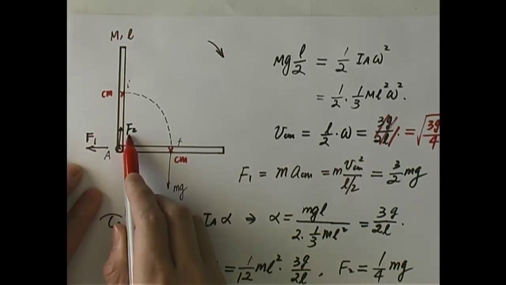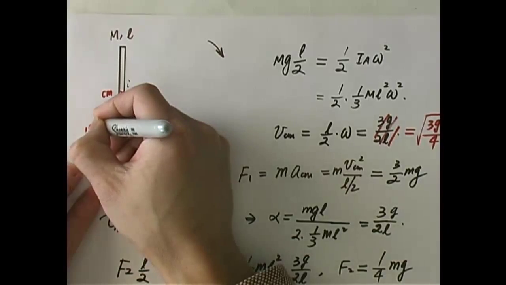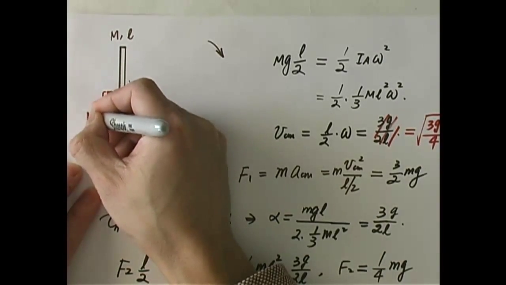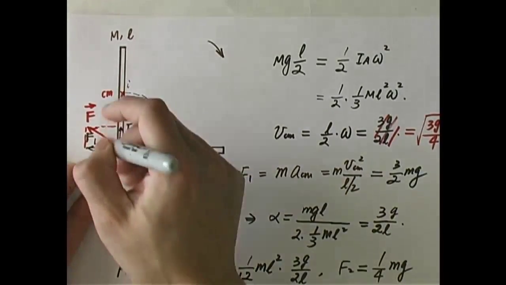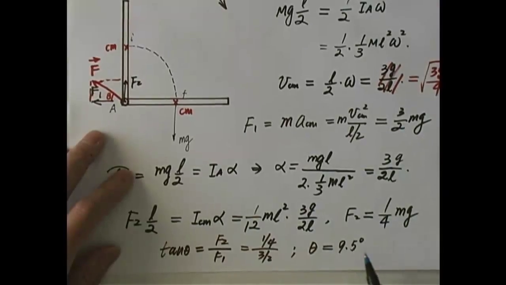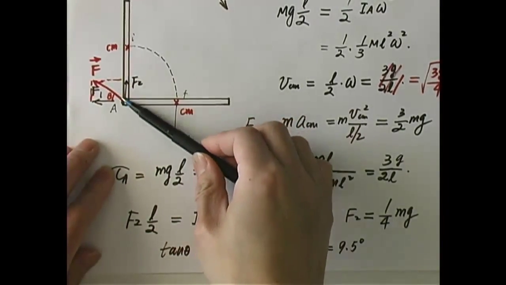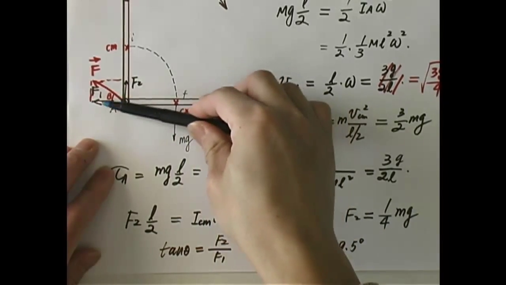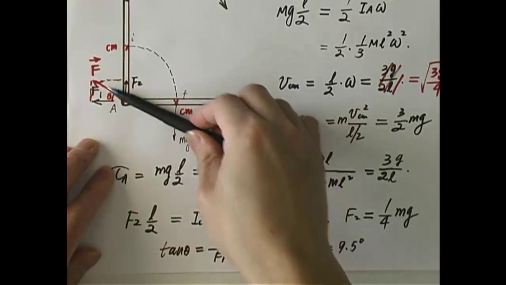And there is an explicit relation between F1 and F2. As a matter of fact, if you combine them, you get a net force F from the hinge at this point. And you know exactly what this angle is. How do you find this angle? Tangent of theta will be equal to F2 over F1, and that is 1/4 over 3 over 2. And you know exactly what theta is equal to. Theta equals 9.5 degrees, so the net force at the hinge is pointed this way, 9.5 degrees up from the horizontal, towards this direction.